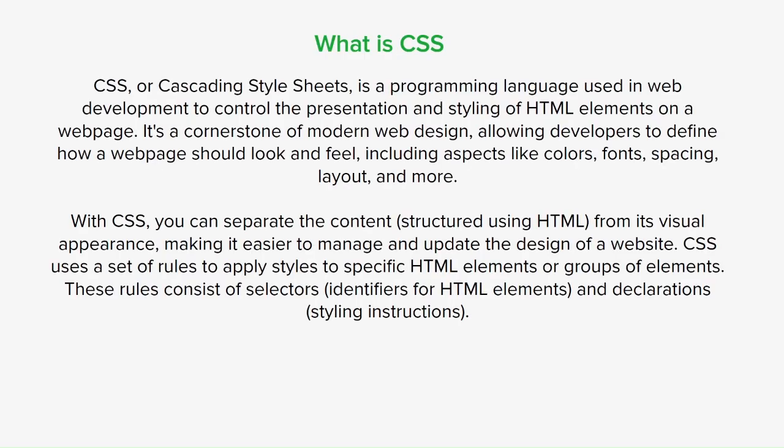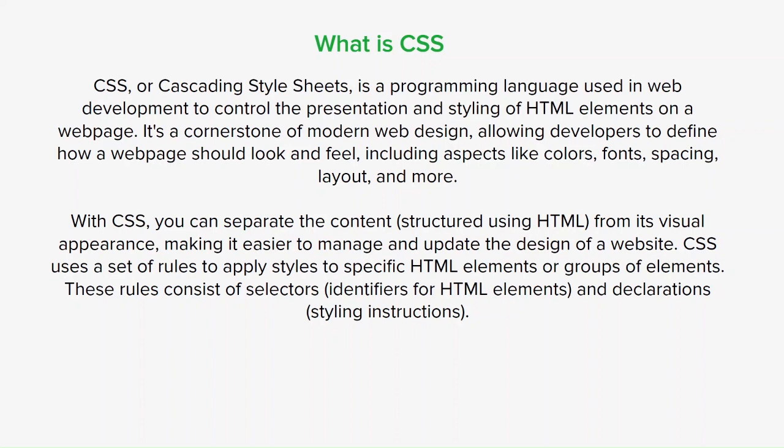So what is CSS? CSS, or Cascading Style Sheets, is a programming language that is used in web development to control the presentation and styling of HTML elements on a web page. It's a cornerstone of modern web design, allowing developers to define how a web page should look and feel.